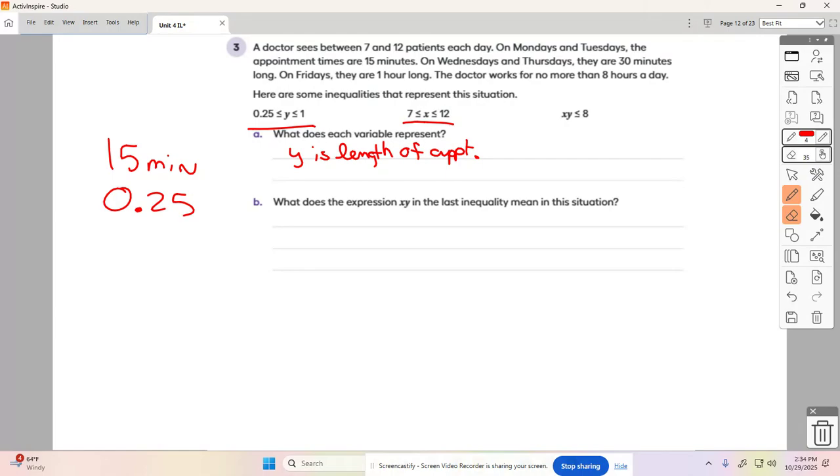Colin? So he takes between 7 and 12 appointments each day. Okay, so X is representing the number of patients he sees.